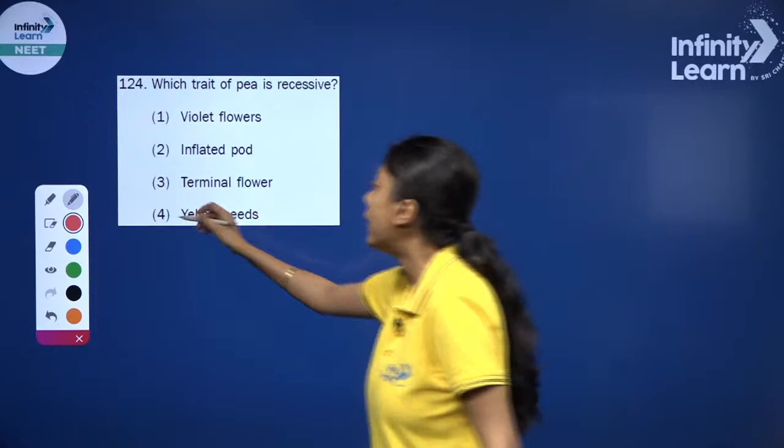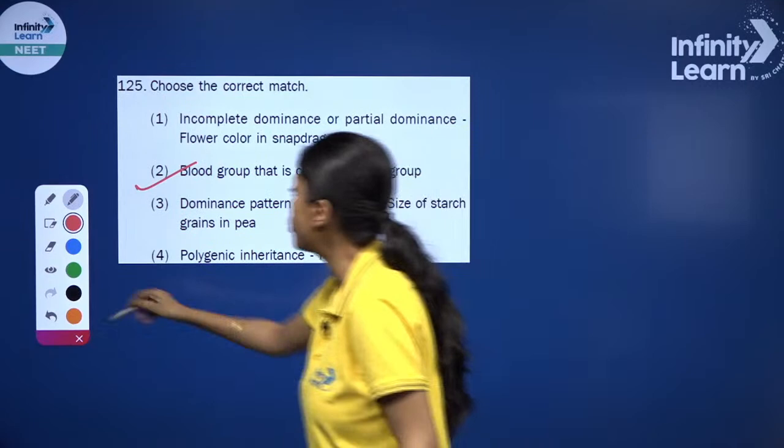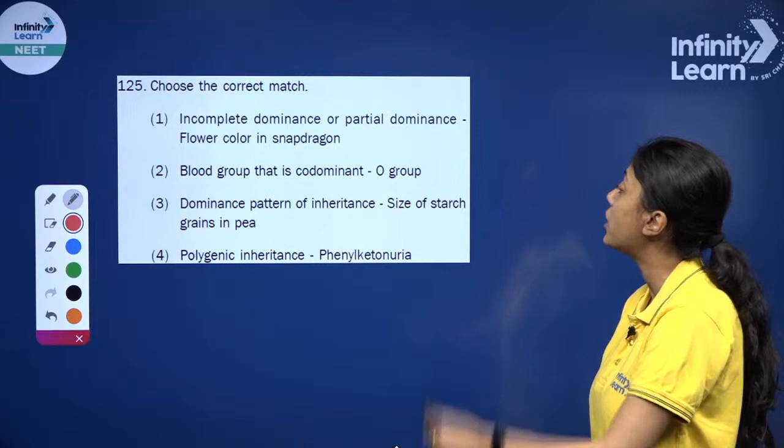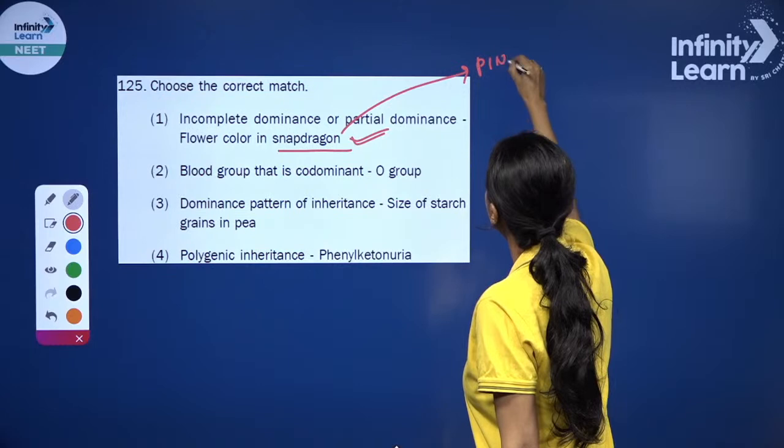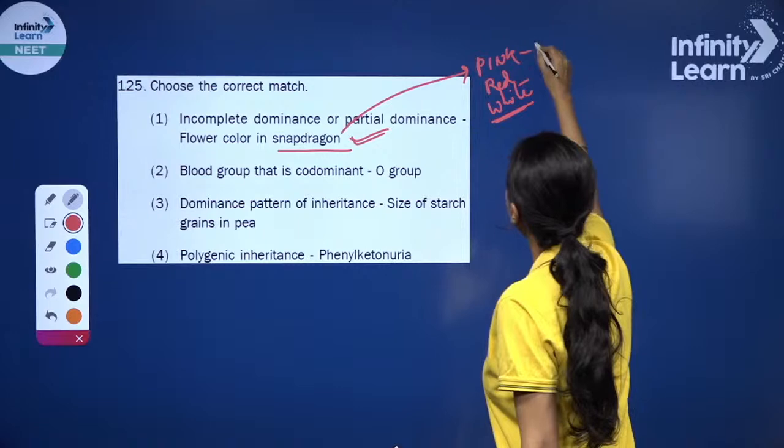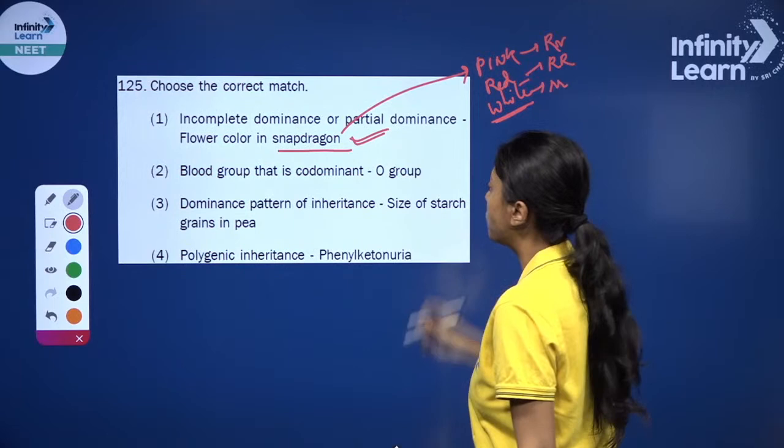Now, the next question. Choose the correct match. Incomplete dominance or partial dominance: flower color of snapdragon. Yes, this is correct. The flower color of snapdragon, you remember: pink, red, white. Pink is capital R, small r, red is capital R capital R, and white is small r small r. So this one is the correct match, but let us see the other options also.